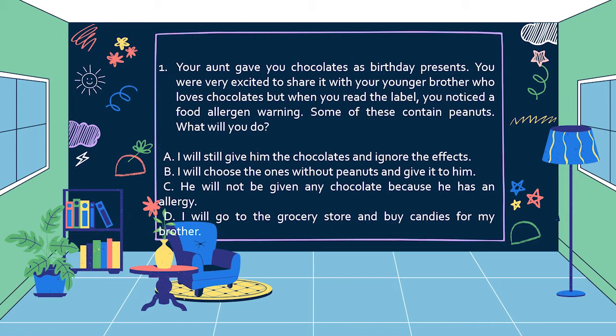Again, your aunt gave you chocolates as birthday presents. You were very excited to share it with your younger brother who loves chocolates. But when you read the label, you noticed a food allergen warning. Some of these contain peanuts. What will you do? Letter A. I will still give him the chocolates and ignore the effects. Letter B. I will choose the ones without peanuts and give it to him. Letter C. He will not be given any chocolate because he has an allergy. Letter D. I will go to the grocery store and buy candies for my brother. What's your answer?